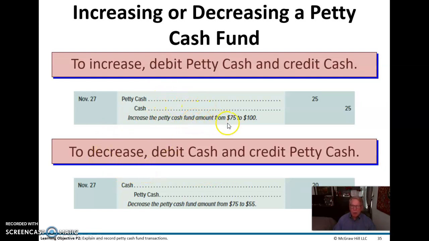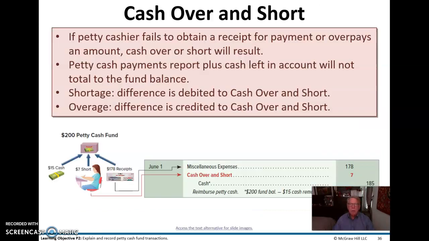So here we've increased it from $75 to $100, and then here we decreased it from $75 to $55. And I think those journal entries are pretty obvious. So again, we have cash over and short account. If the petty cashier, I call it petty cash custodian, fails to obtain a receipt for payment or overpays an amount, cash over or short is going to result. So there's quite a little bit of good record keeping required for this.